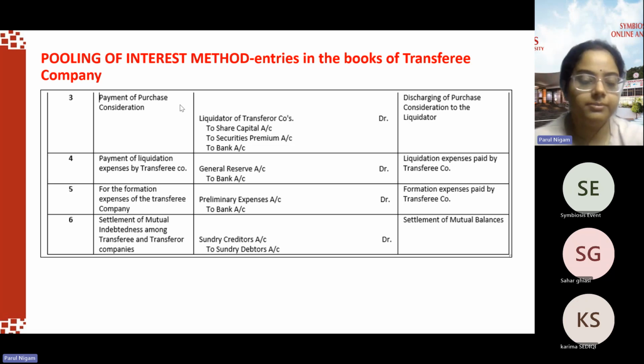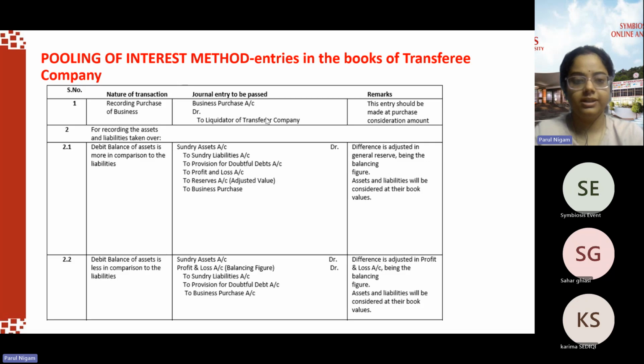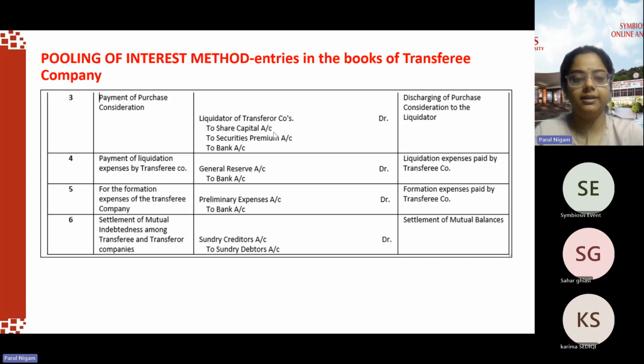So you can see you are basically debiting the liquidator's account now, which you created at the time of the first entry. You credited it over there, now you're debiting it, and then you're paying it in the form of whatever consideration you are giving: shares, cash, or issuing shares at a premium, whatever the case is. Okay, so liquidator of transferor companies is going to be debited, and then your three accounts will be credited.